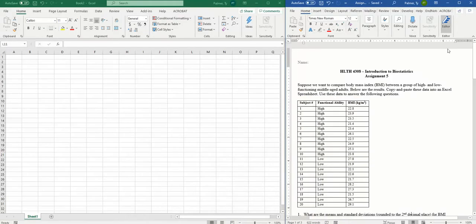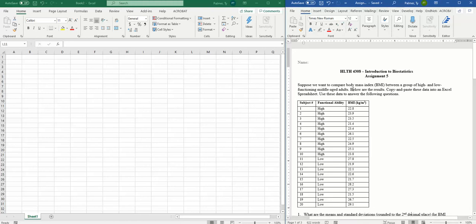So let's go ahead and take a look at the assignment. And just like in previous videos, I've broken it up to where over here on the right side, we have our assignment 5 Word document. And then on the left side, we have a blank Excel spreadsheet. And I've got them side by side, that way we can look at them simultaneously.